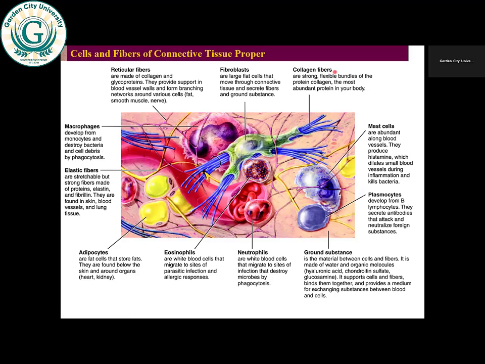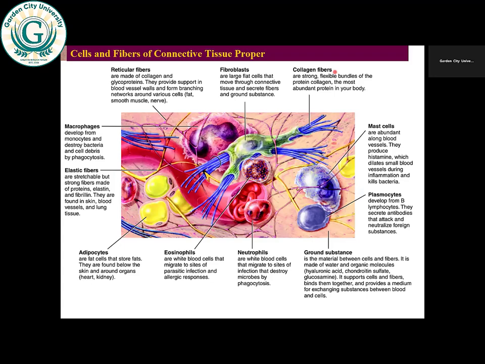Collagen fibers give tensile strength. They are made up of proteins called collagen, and collagen is the most abundant protein in the human body. They are very strong.